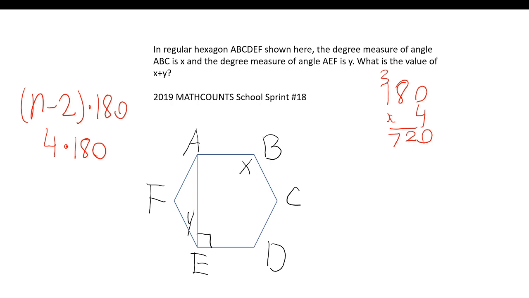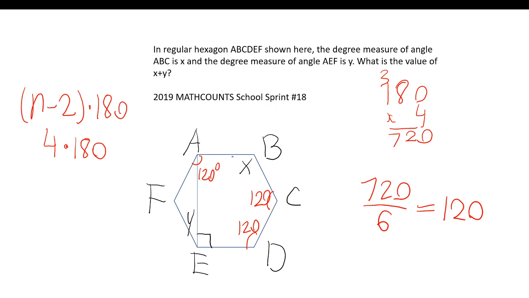Now, to find each individual angle, we just have to compute 720 divided by the number of angles, which is 6. And, well, 6 times 12 is 72. We have a 0, so this is 120. And each angle is 120. And x is just this angle. So we already have x. X is 120 degrees.